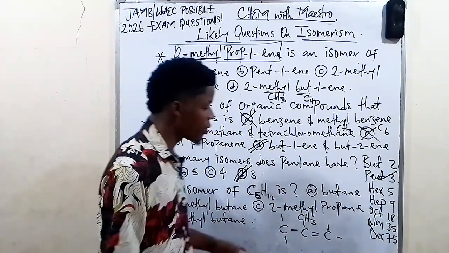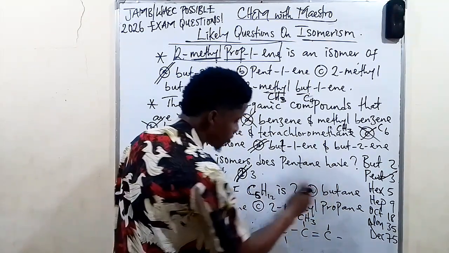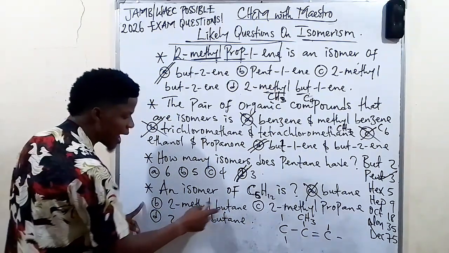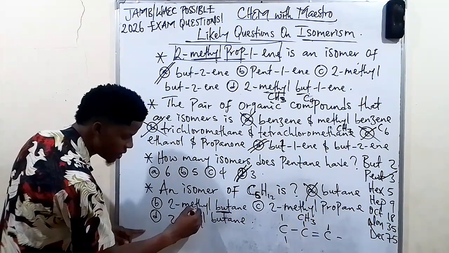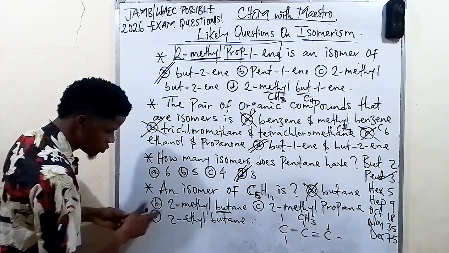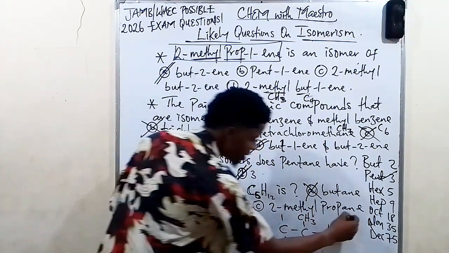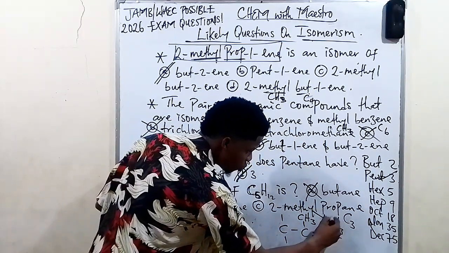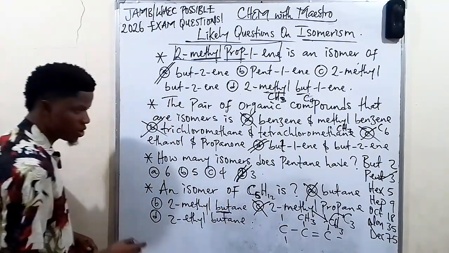So among the options, which one has 5 carbons? Now look at it. We have butane, which is not part of it. We have 2-methyl butane. Butane is 4, plus 1 carbon from the methyl. That is 5. Good, you can consider this. Then C, 2-methyl propane. Propane is 3 carbons plus 1 carbon from the methyl. So 1 plus 3 is 4, not 5. So automatically C is wrong.